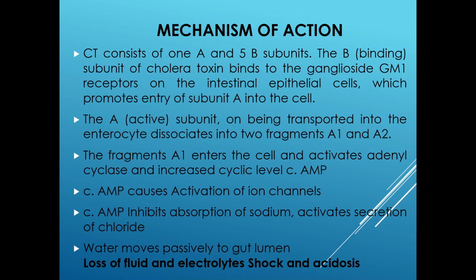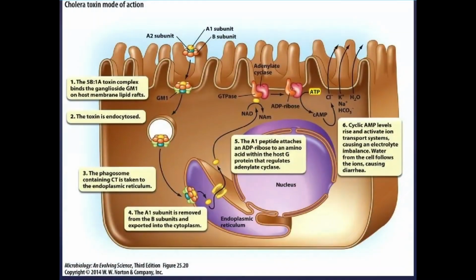Cyclic AMP causes activation of ion channels. Cyclic AMP inhibits absorption of sodium and activates secretion of chloride, and water moves passively from the epithelial cell to the gut lumen. Loss of fluid and electrolytes causes shock and acidosis. In these pictures you can see the mode of action of cholera toxin.